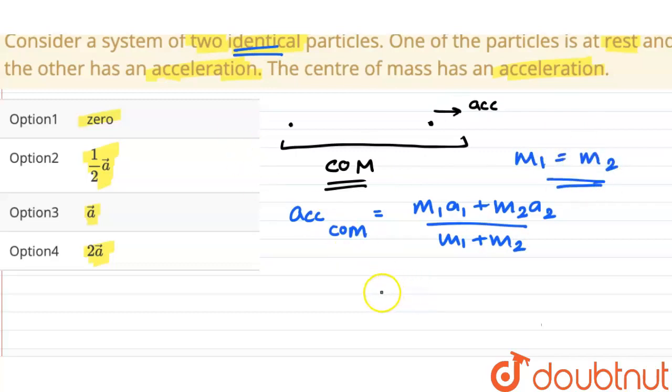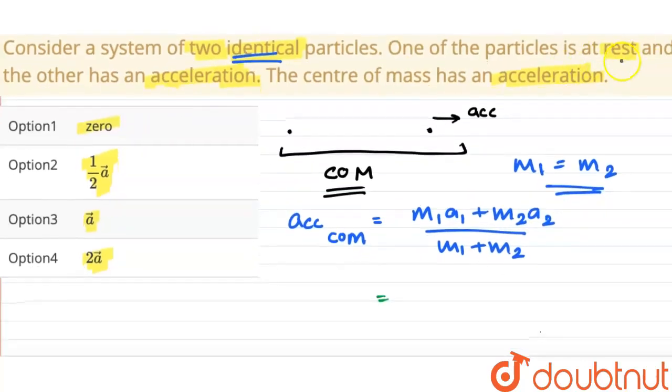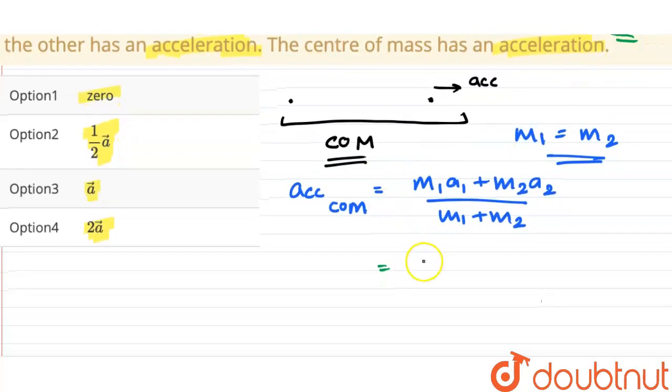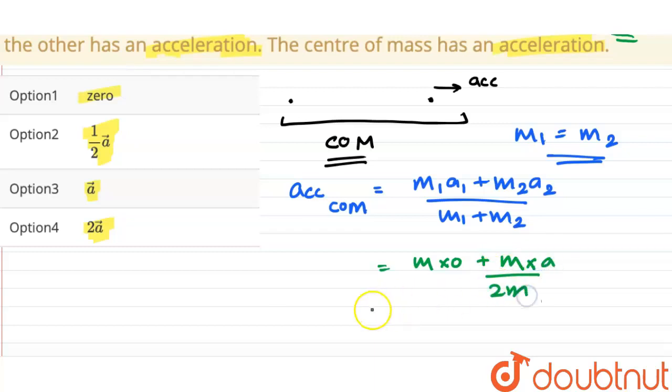So from here we know, and it is given one particle is at rest, so it is m into 0 plus m into a, upon 2m. So this comes out to be a by 2. So the acceleration of the center of mass will be a by 2, option 2 is correct.